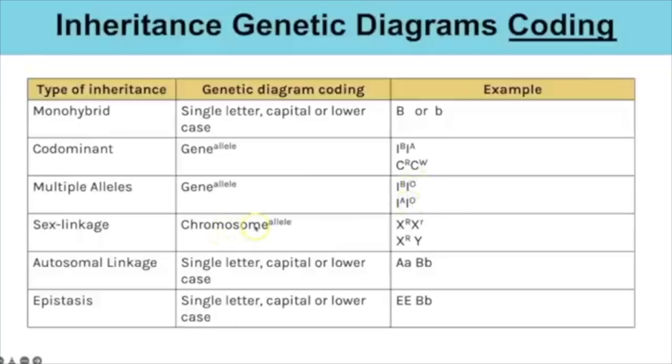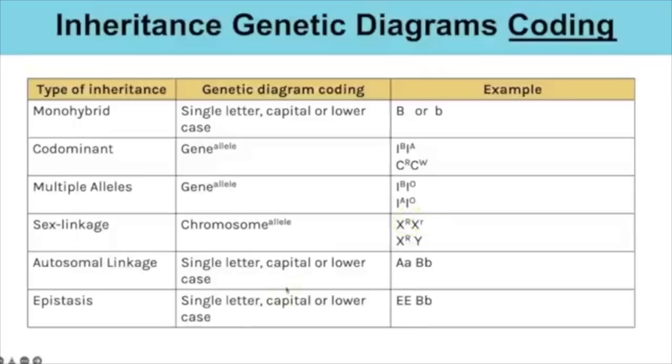For sex linkage, you have to represent this by showing first of all the X and Y chromosome, and in sex linkage the gene is only found on the X chromosome, so you'll only be drawing the allele on the X chromosome, not on the Y chromosome, but we still stick to capital for dominant, lowercase for recessive.